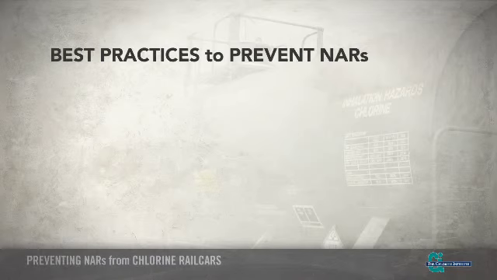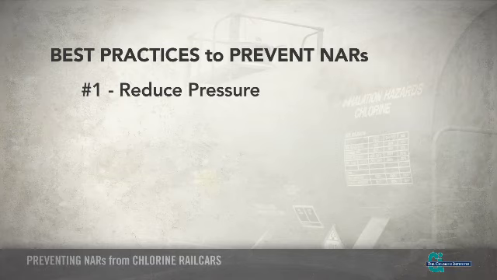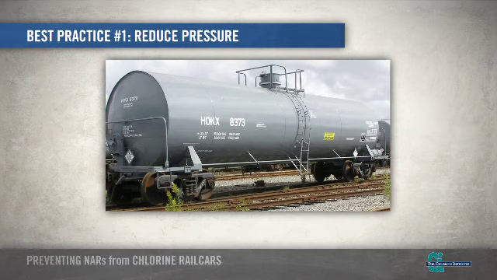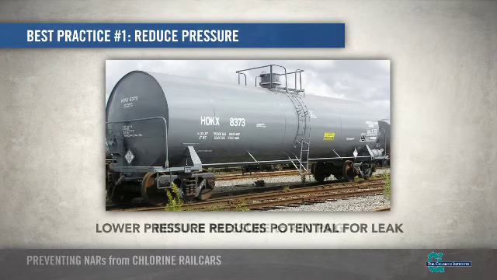Best practice number 1. One of the first steps to help reduce NARs is to reduce the pressure in the tank car after unloading and before the tank car is disconnected. It's best to reduce the pressure as low as possible. Less than 50 psig is common practice. Lower pressure greatly reduces the potential for a leak.